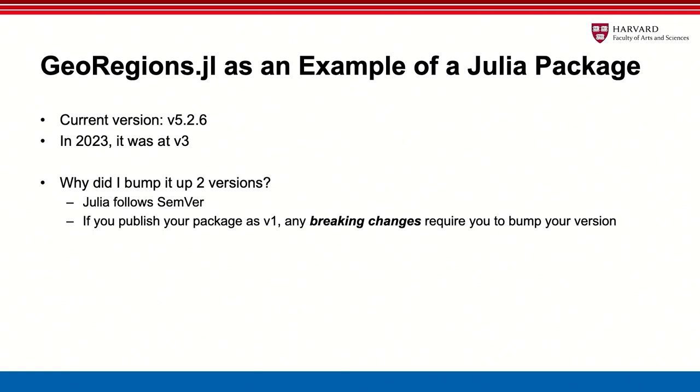The upshot is because Julia follows semantic versioning. So if you publish any of your packages as version 1, and you create breaking changes, and by breaking changes, what I mean is that if your code no longer works when you update your version, that is a breaking change. So if I did download something for version 1, and then in the next version I did the same thing, and it broke because I changed the method, or I changed the keyword arguments, the arguments of the input, that is considered a breaking change.